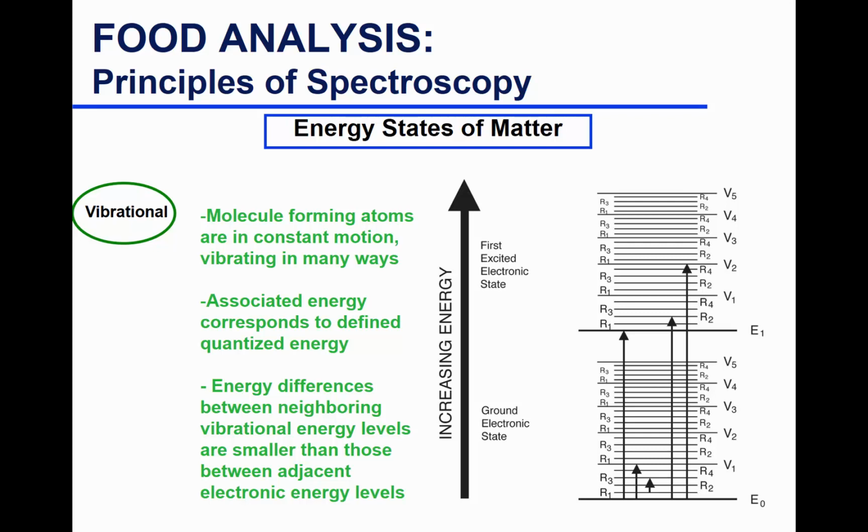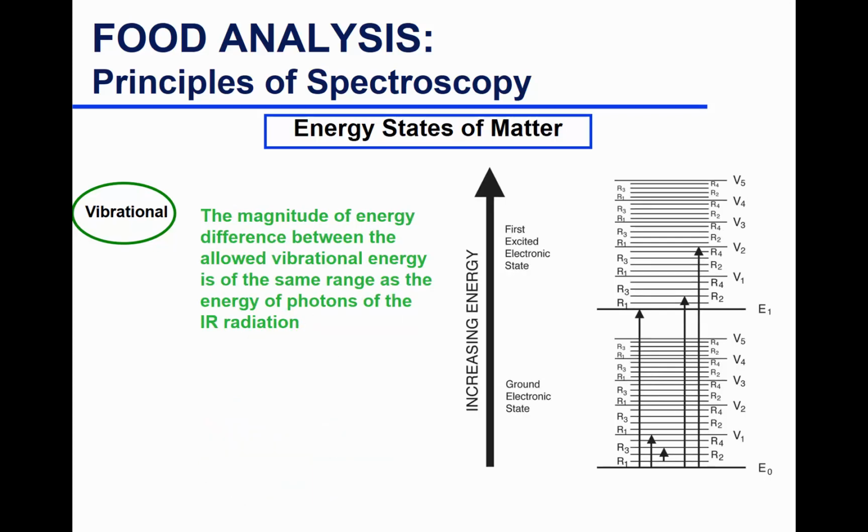So V1, V2, V3 correspond to the vibrational energies, and they are smaller than electronic energy. That's why they are overlapping within each electronic energy level. Like I said, these are equivalent to IR radiation. So the distances of vibrational energy allowable are equivalent to the energy that is carried by the photons in the IR radiation.